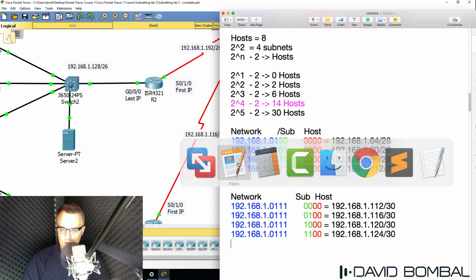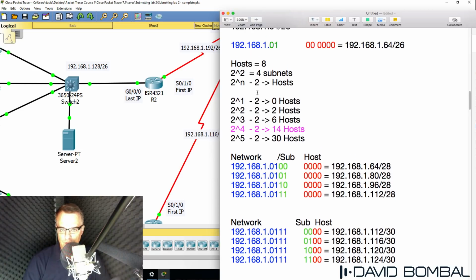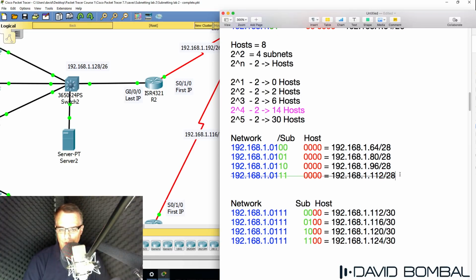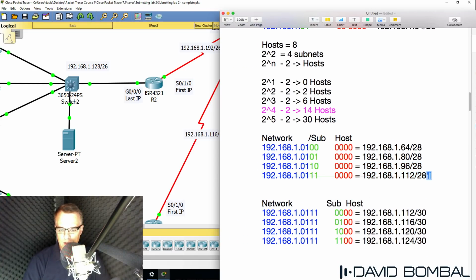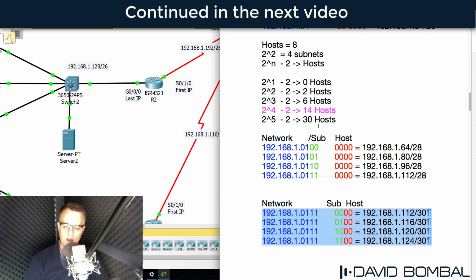So notice how I've taken one original subnet, this one, and I've broken it up into these three. This one is being used now. So I can't use that anymore because I've subnetted that into these four subnets. But there's nothing stopping you taking one subnet and subdividing it and then subdividing it again, like I've done here.